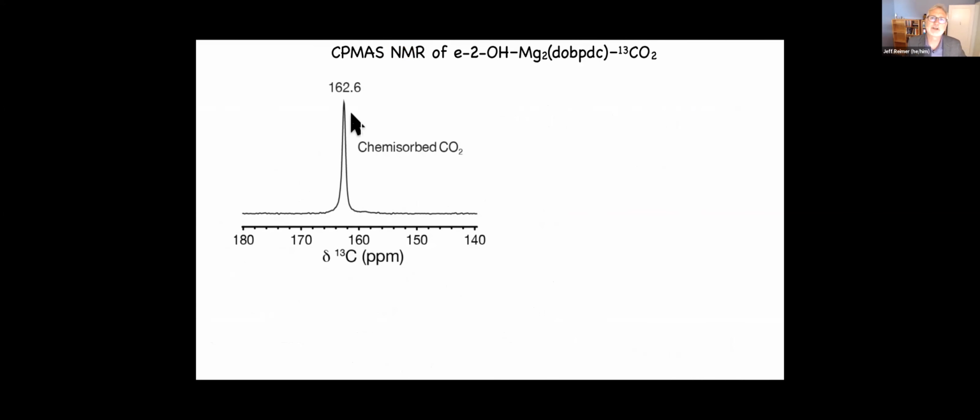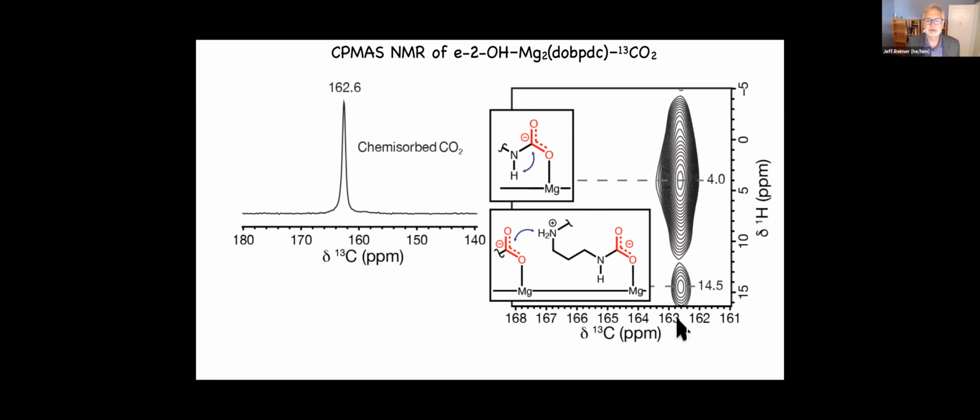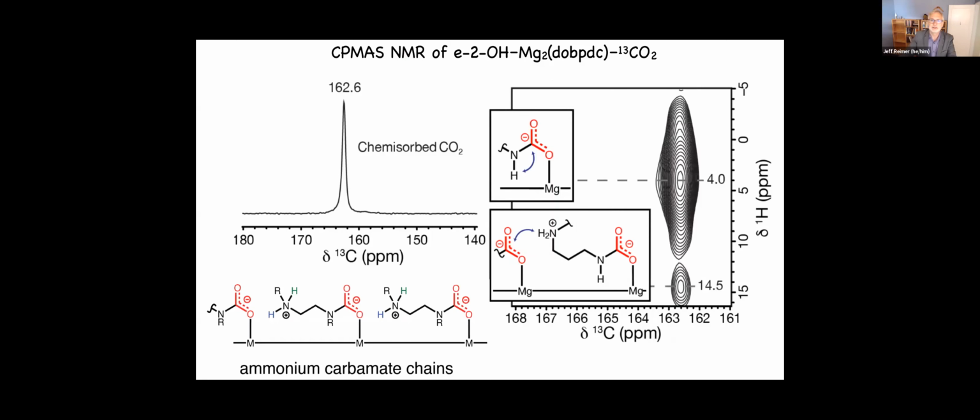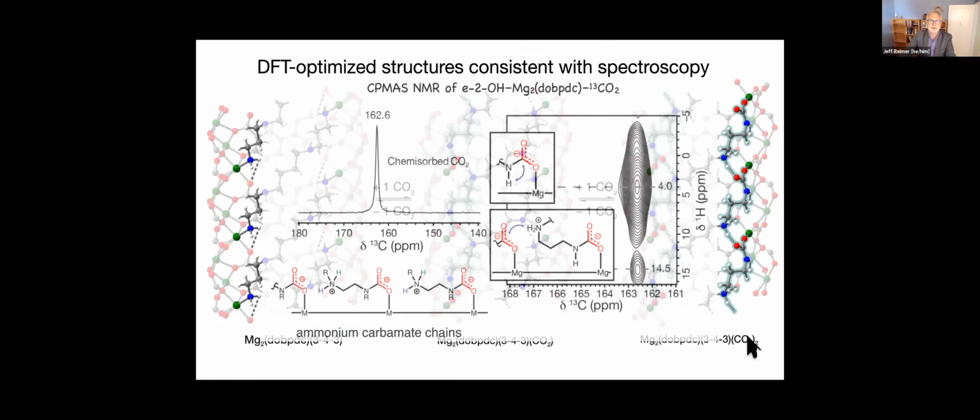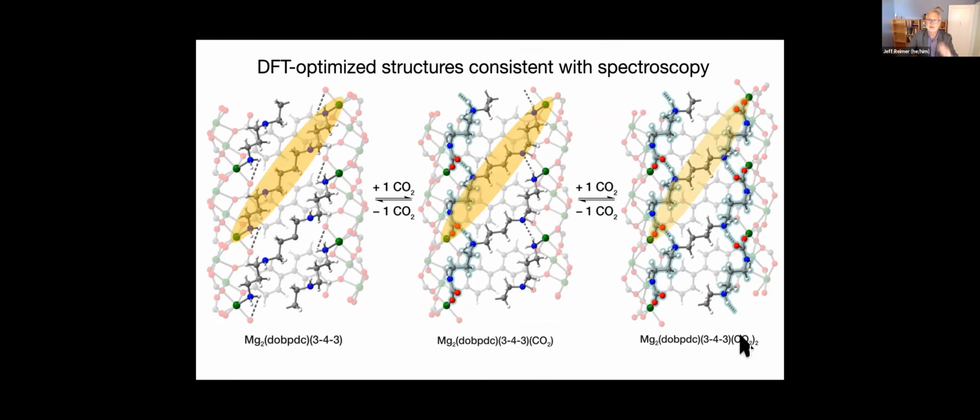And then finally, if I look at carbon-13 NMR of 13CO2 adsorbed on this system, I find it has a single peak, a single chemical shift. That chemical shift here, 162, can be parsed via a multi-dimensional experiment into those that are proximate to the amine nitrogens and those that are proximate to the amide groups and amine nitrogens. So ammonium carbamate chains are formed.